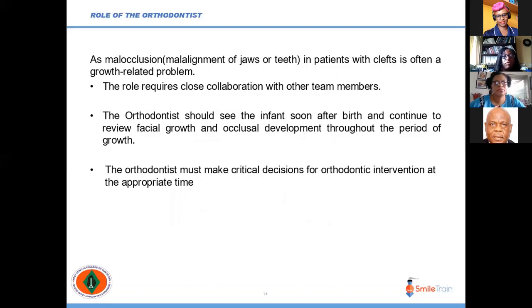What is the role of us as an orthodontist? We deal with the malocclusion and malalignment of teeth. And of course, we've said it's a growth-related problem, and that is part of our job. So we are required to collaborate very closely with other team members. We see the cleft child as soon as the child is born, and we continue to review that child's facial growth and occlusal development throughout the period of its growth. It's our job to make those critical decisions for orthodontic intervention at each appropriate stage.